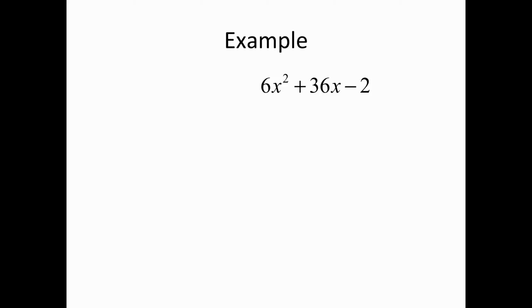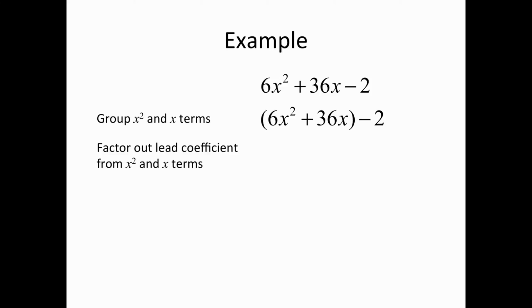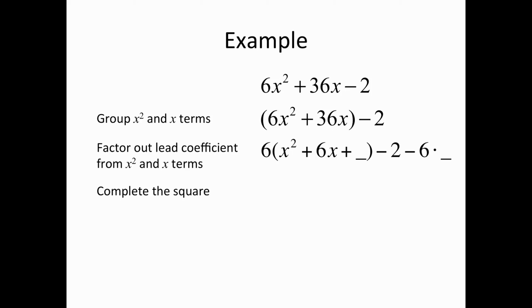Let's take a look at another example. Here, we're going to group the first two terms. We're going to factor out the lead coefficient from the x squared and x terms. In this case, the lead coefficient is 6, so we're going to factor out 6. And we're left with x squared plus 6x plus empty space minus 2 minus 6 times empty space.